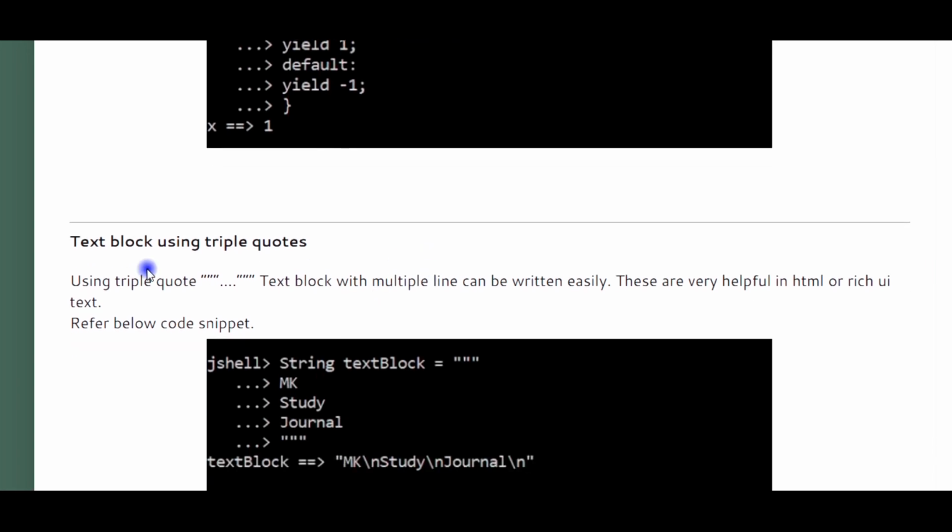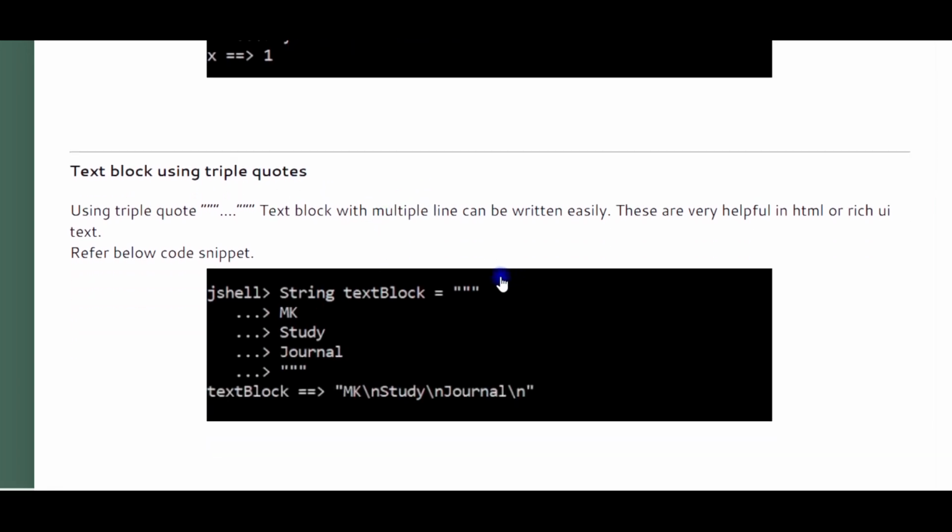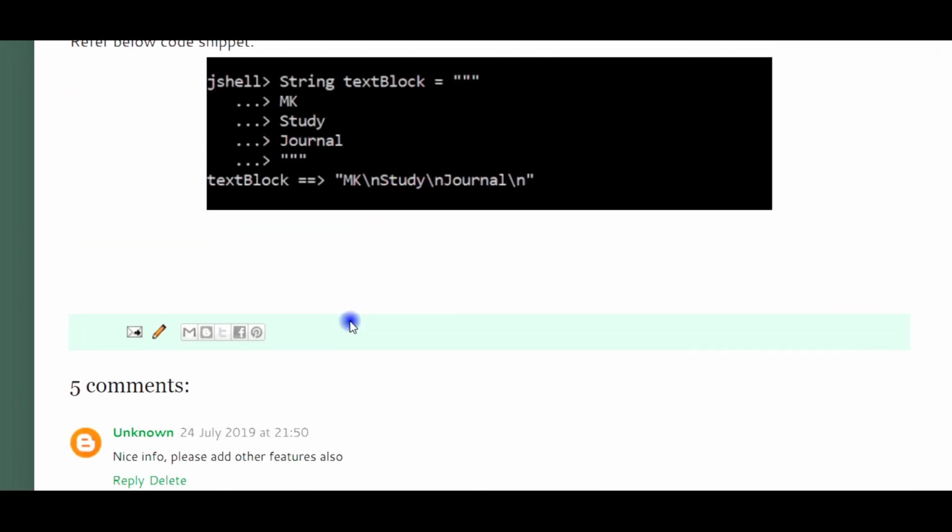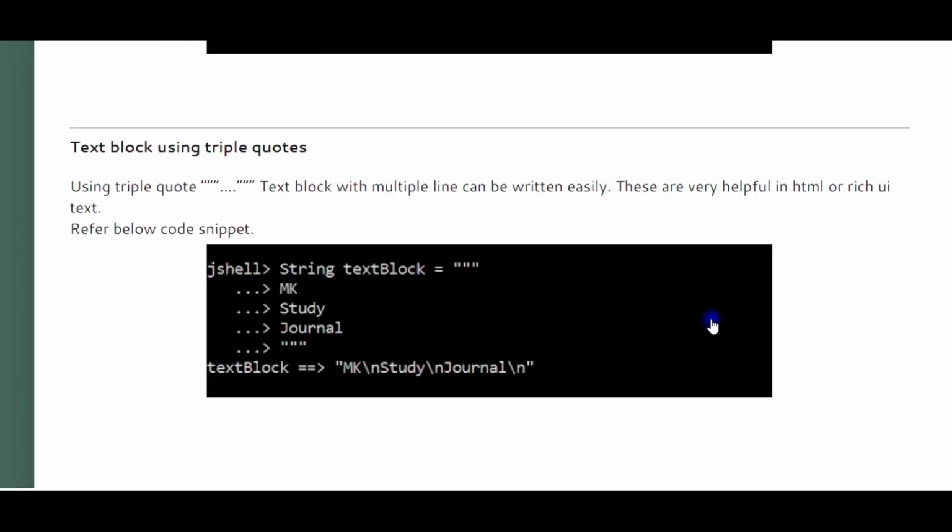And the next feature is text block using triple quotes. Now we can write a text block using triple quotes. Here you can see this example using triple quotes. We can pass the text inside this. This feature is very useful when we are writing HTML or any rich text content. So that feature is very much useful in that scenario. These are the main features of Java 12 and 13.